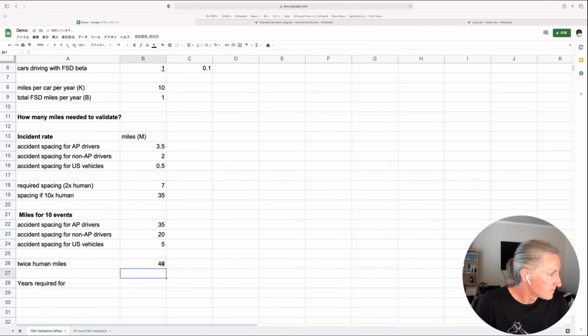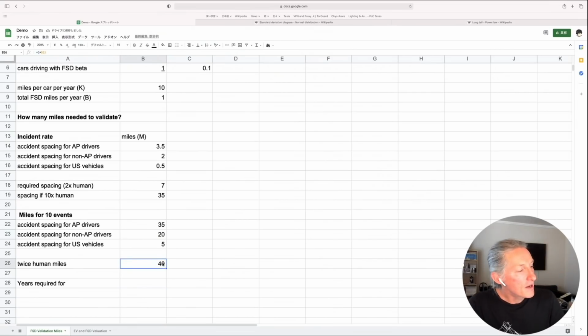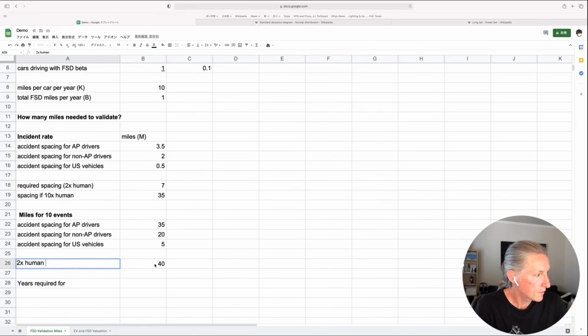40 million miles. And then your required spacing at 2x human would probably be 4, right? And then 10x human would be 20. Right, and lines 18 and 19: 2x human performance, 2 times better than human, and this is 10 events.